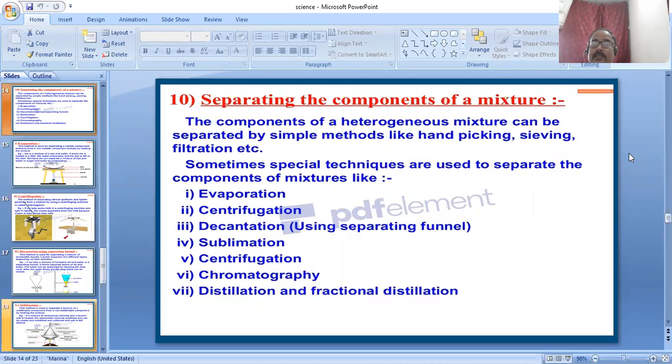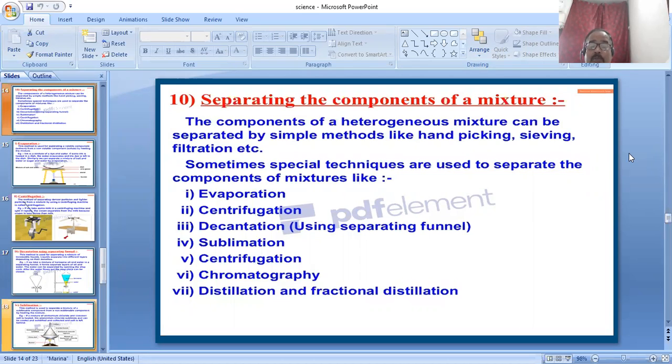So dear students, today our topic is separating the components of a mixture. This is the most important. So first, separating the components of a mixture.